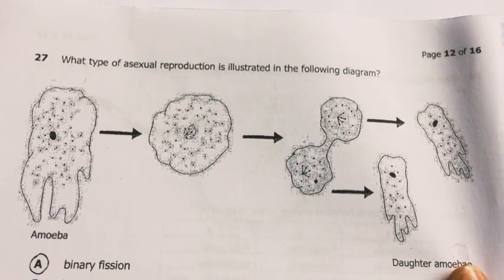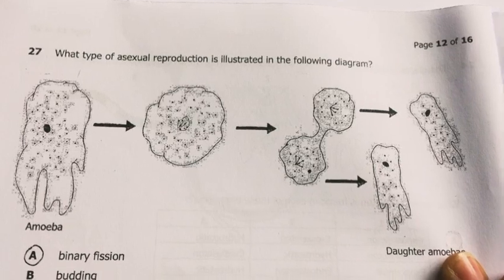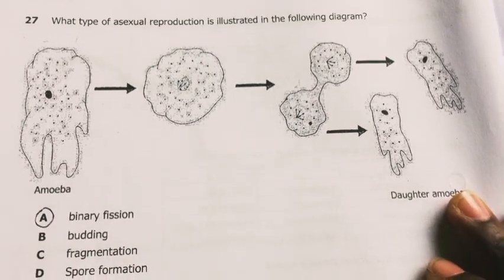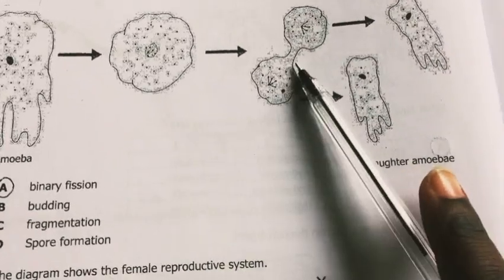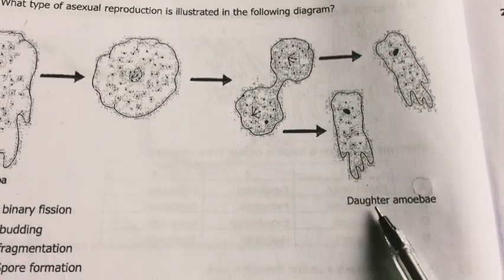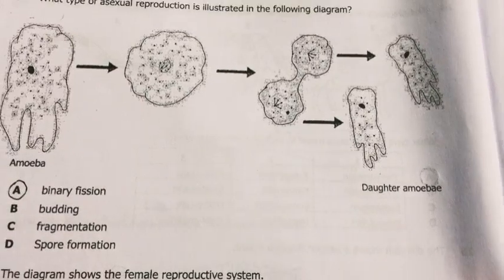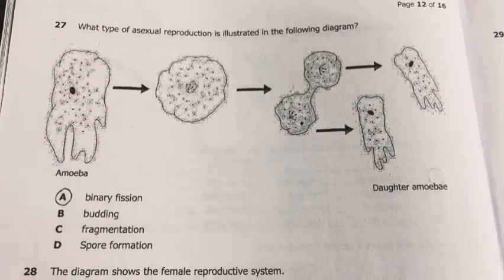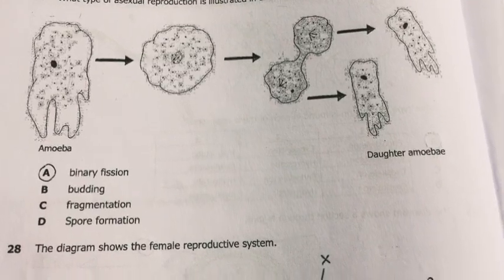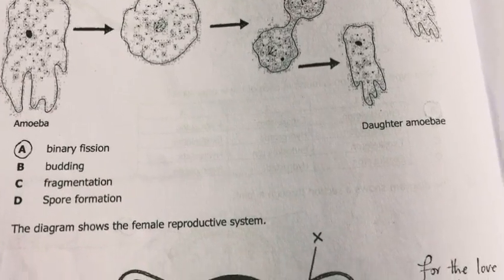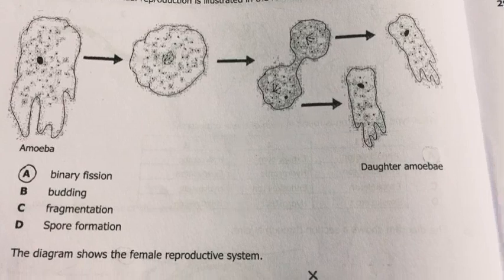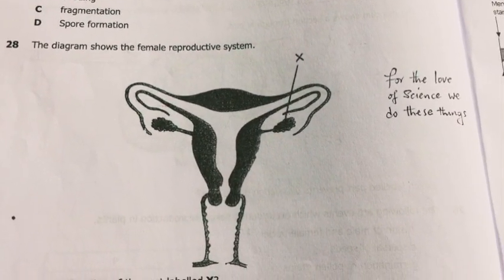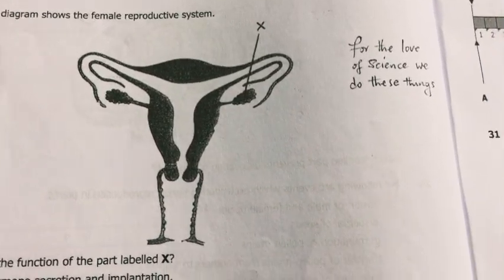Question 27. What type of reproduction is illustrated in the following diagram? You look at that amoeba, and then it splits to form 2 daughter cells that are genetically identical with each other and the parent cell. That type of reproduction is binary fission. Binary just means 2, bi for 2.